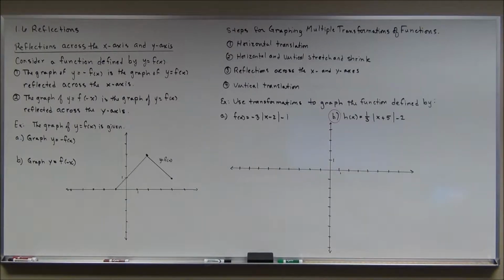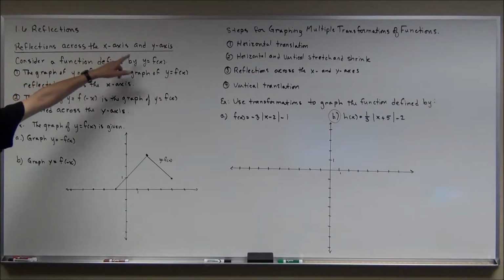We'll finish up section 1.6 here by looking at reflections, which is another type of transformation. It is also a rigid transformation in that the shape does not bend or stretch, but it will keep the same exact shape. Reflection, as you probably know, is kind of like flipping it. We're going to flip it across the x-axis or the y-axis.